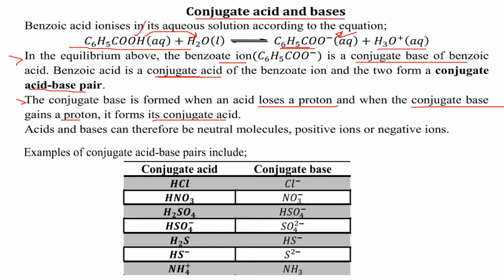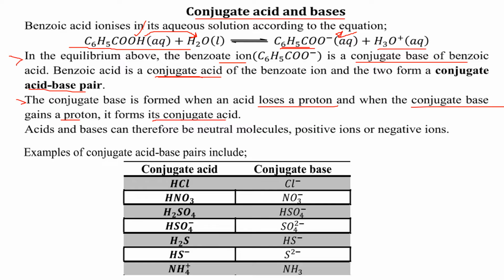Remember that a conjugate acid is that one that is going to donate a proton. Now a conjugate base is that base that is formed after donation of a proton, or that compound that is formed after donation of a proton by a conjugate acid.